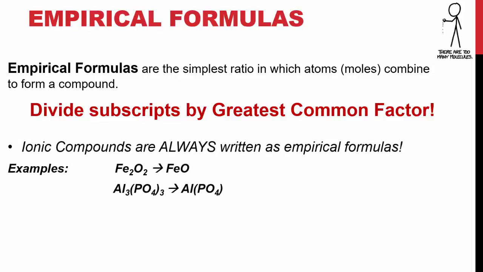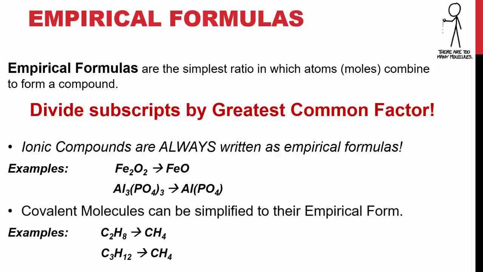Whenever we have an ionic compound, we will always write it as an empirical formula. We always write them as the simplest ratios. So if you have Fe2O2, we can simplify this to FeO, a 1-to-1 ratio. If you also have aluminum phosphate, where you have 3 aluminums for every 3 phosphates, that can also be simplified to just a 1-to-1 ratio.